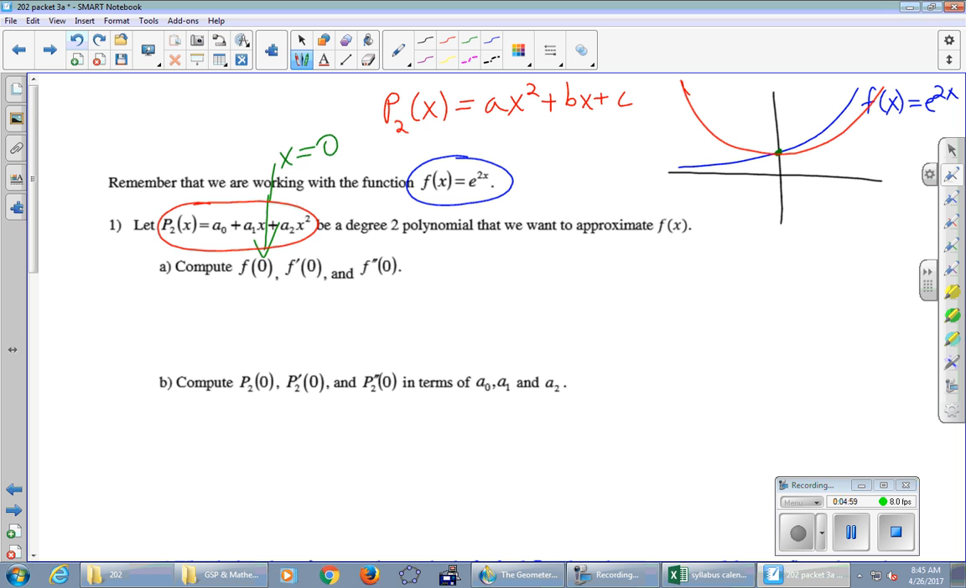We're going to make f of 0 equal p2 of 0, and we're going to make f prime equal to p2 prime. We're going to make f double prime equal to p2 double prime. And we're going to solve equations that will tell us what A0, A1, and A2 are. We're going to pick those numbers to make it so that these two functions have the same y value, the same first derivative, and the same second derivative. That's the process.